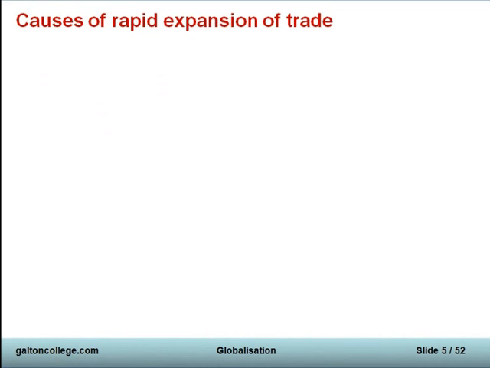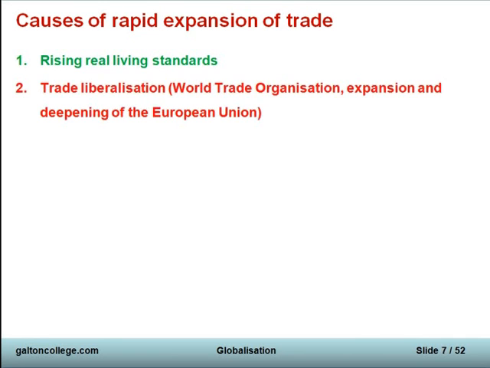And the first thing we can identify is that there's been a rising real improvement in living standards across many countries. This means that it's easy to export and to deal with those countries. The customers there have the resources, have the income to buy the output, and there are vibrant markets in those economies. So that's the first cause, rising real living standards.